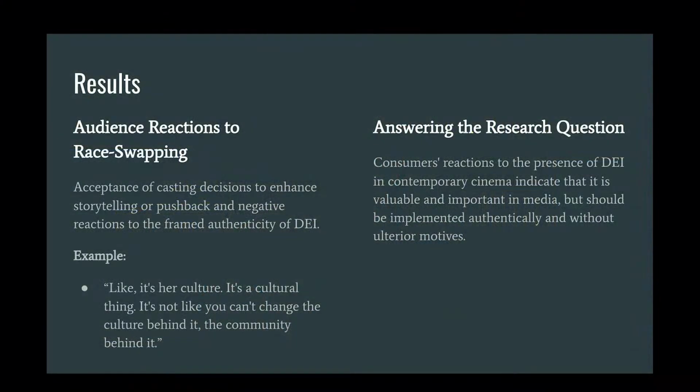The fifth theme is audience reactions to race swapping, with two sub-themes, positive and negative. The theme considers the acceptance of casting decisions to enhance storytelling, or the pushback and negative reactions to the framed authenticity of DEI. Some interviewees said that The Little Mermaid is okay to be race swapped due to no connection with the culture, whereas The Princess and the Frog cannot be race swapped due to the connection of culture and community. With other interviewees saying, if you can race swap one way, you can race swap another.